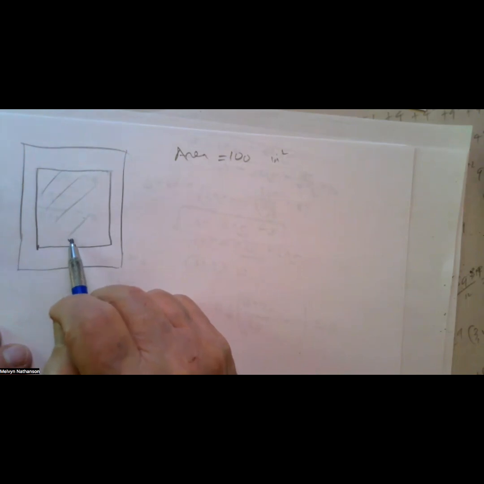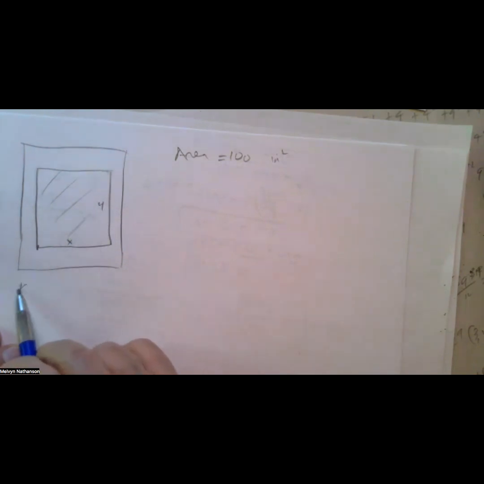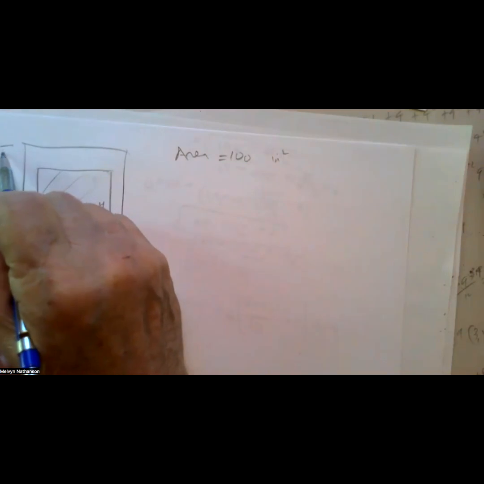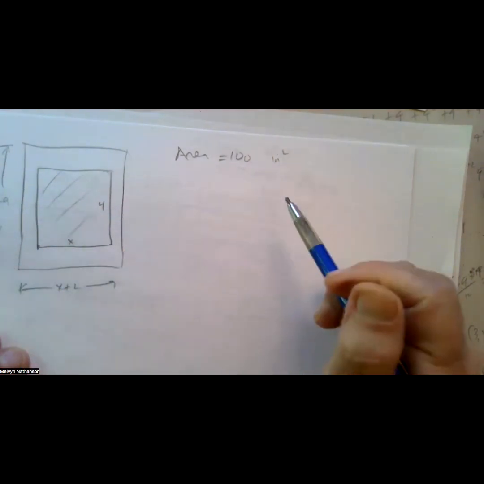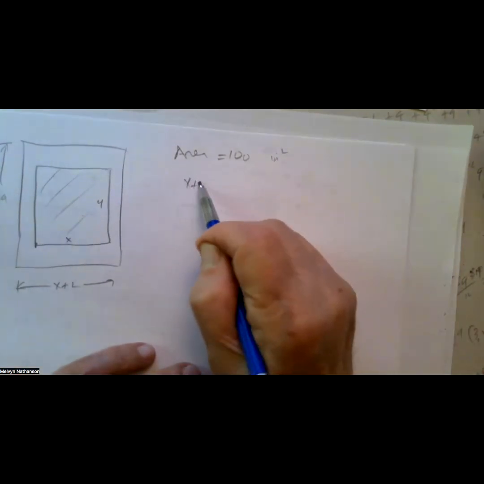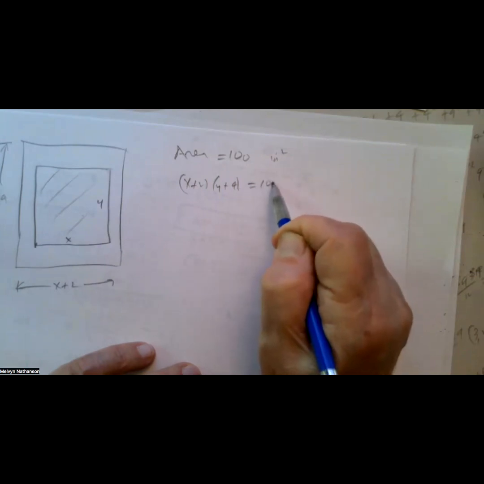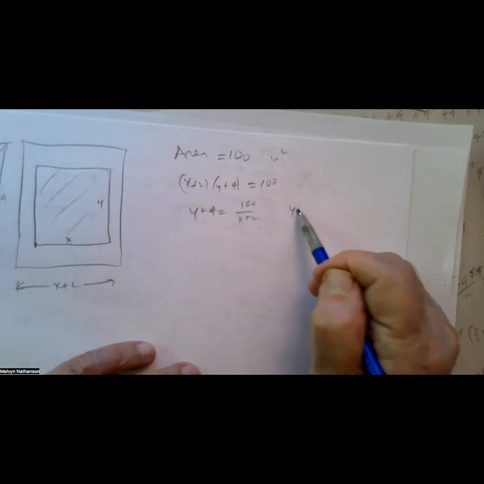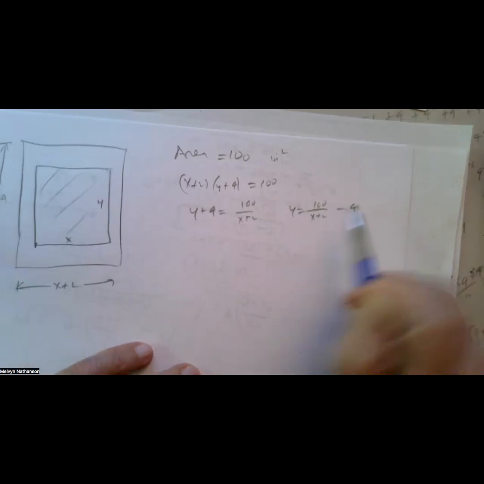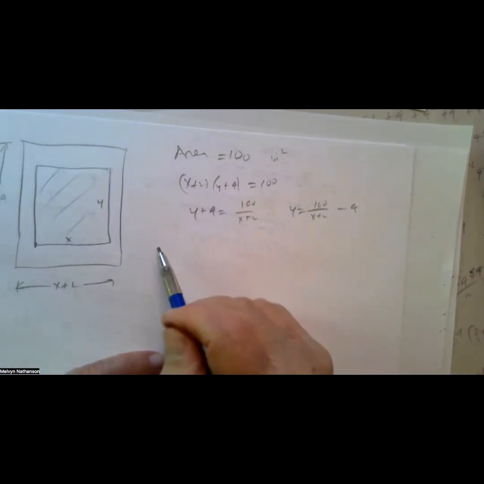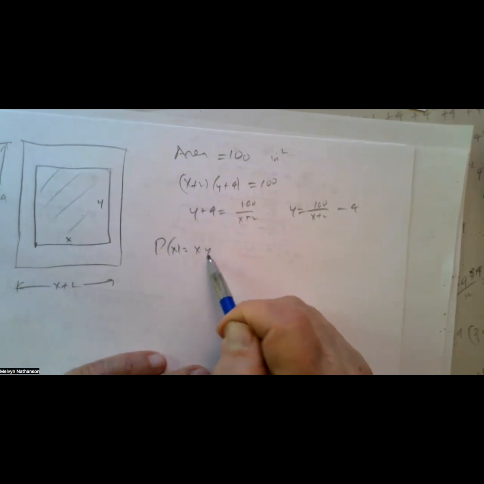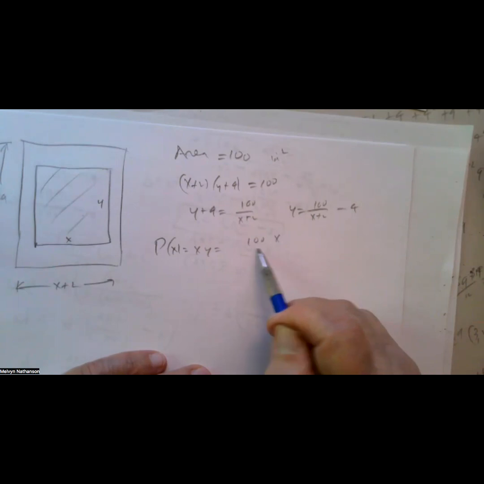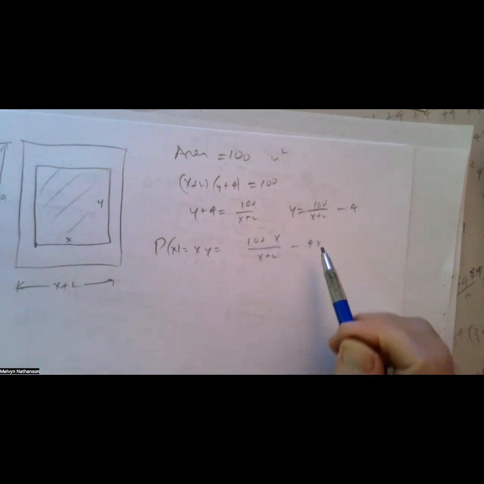So if this printed part has width x and height y, the width of the piece of paper is x plus 2, and the height is y plus 4. So x plus 2 times y plus 4 is going to be 100. So y plus 4 is 100 over x plus 2, or y is 100 over x plus 2 minus 4. So the printed area P as a function of x is x times y. That's, multiply this by x, 100x over x plus 2 minus 4x.